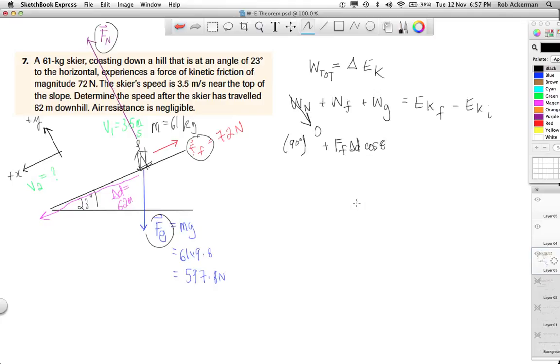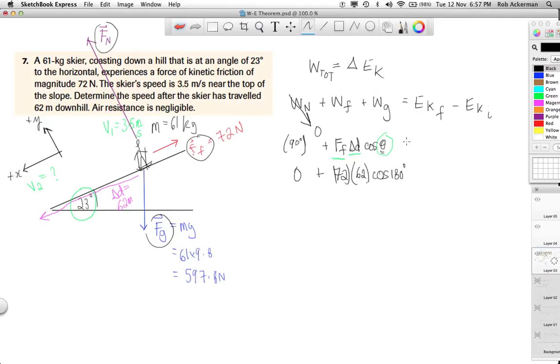Want to know where a lot of people go wrong here? They're not paying attention to what this theta means, and they automatically, without thinking, say, oh yeah, that's 23 degrees. They think of the angle of the hill. But remember, the theta in the work formula is the angle between this vector and that vector. So don't rush to judgment and just sub in the first angle that comes to mind. The angle here is actually 180 degrees. So what do we have so far? The normal force gave us the 0. Here we have a force of friction, 72 newtons. We've got a displacement of 62 meters. And the angle between these two vectors is 180 degrees.